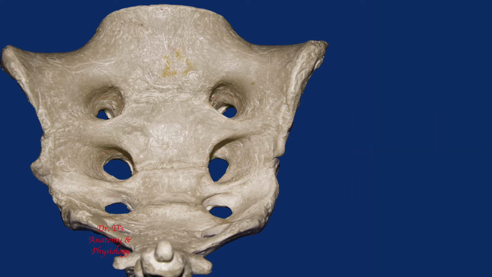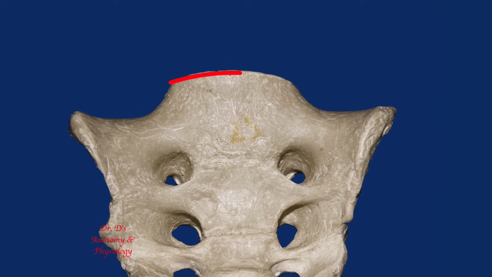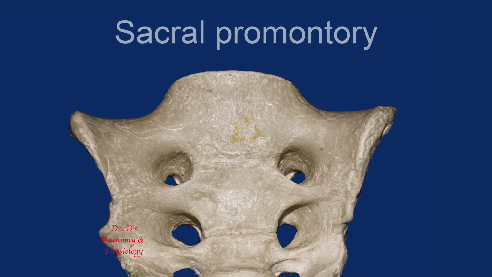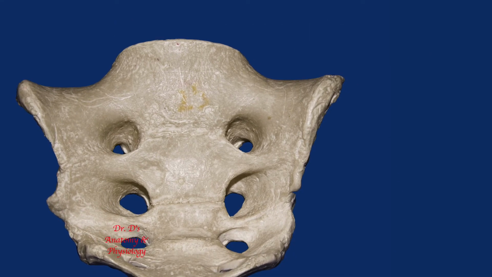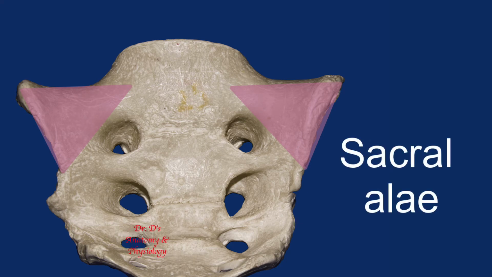The anterior superior edge of the body of S1 juts out in a way that suggests a jutting cliff or promontory. And this feature is called the sacral promontory. The processes of S1 are fused and expand outward from the body in a way that suggests wings. We will see in a second that the ends of these wings will form a strong articulation with the hip bone. These expanded regions are called the sacral alae, which is plural for ala, which means wing.